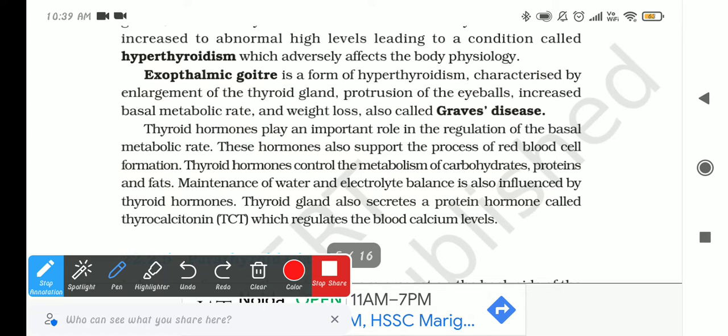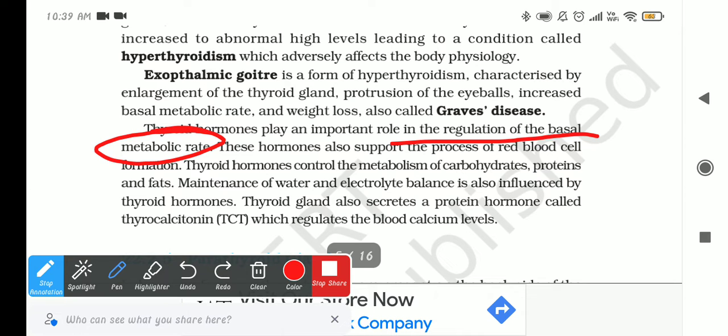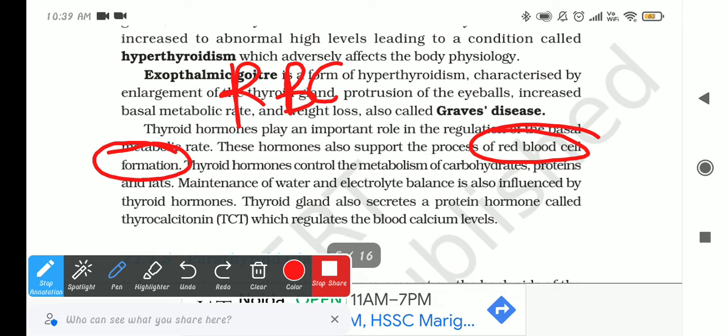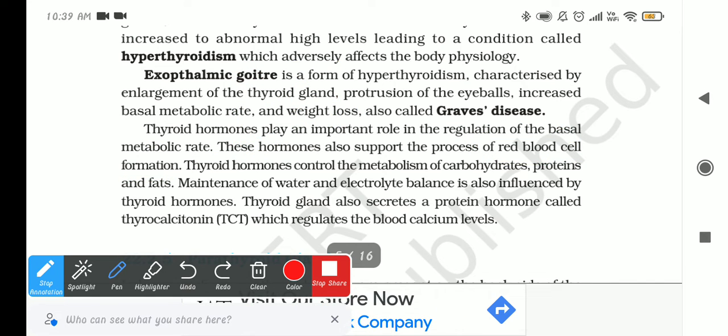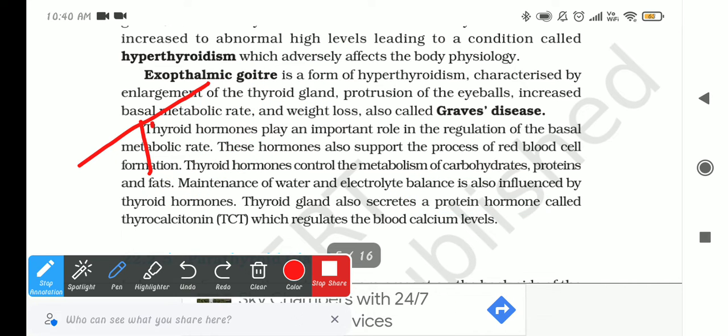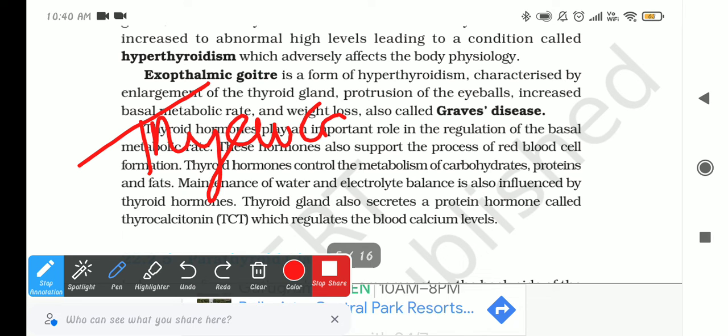Next, thyroid hormones play an important role in the regulation of the basal metabolic rate. These hormones support the process of RBC formation. Thyroid hormones control the metabolism of carbohydrates, proteins, and fats. Maintenance of water and electrolyte balance is also influenced by our thyroid gland, and the thyroid gland also secretes a protein hormone which we call TCT. TCT means thyrocalcitonin.